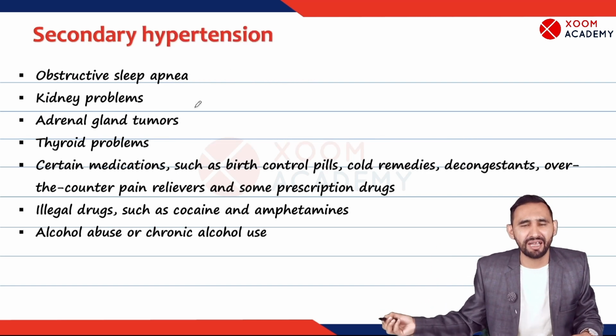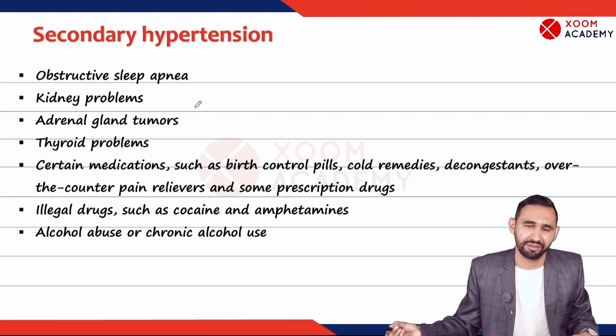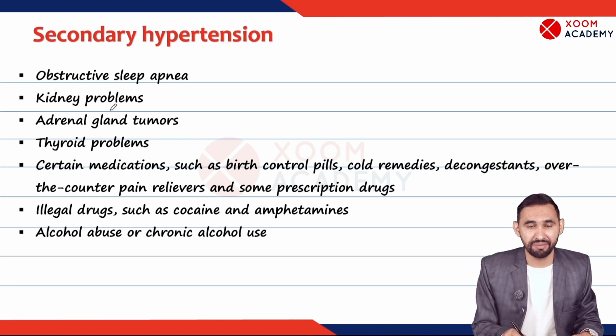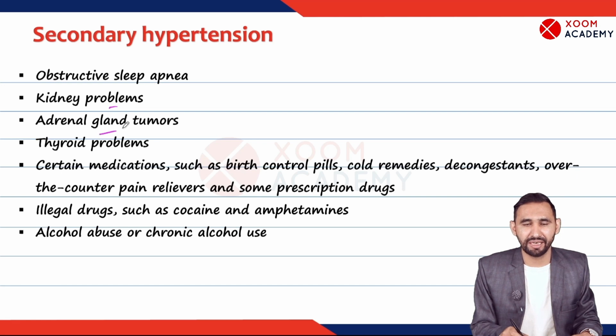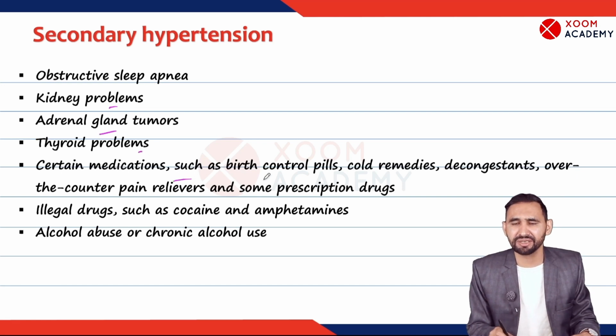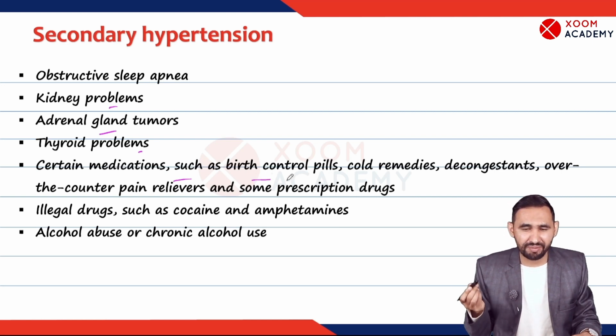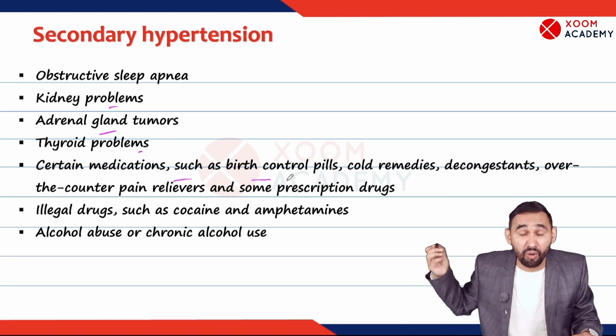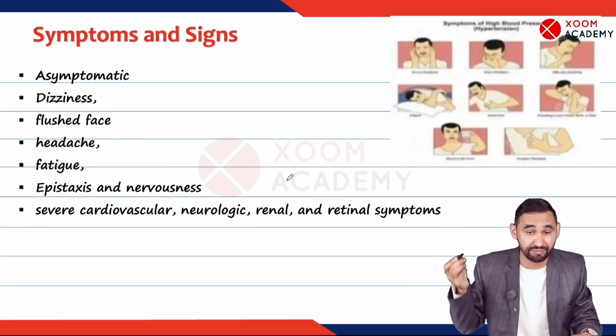Then there is secondary hypertension in 10 to 20% of cases. There is sleep apnea, kidney problems, adrenal gland tumors, thyroid problems. They can raise blood pressure. Certain medications like birth control pills, they can increase blood pressure. Certain drugs, amphetamine, cocaine, they can raise blood pressure. Alcohol abuse can increase blood pressure.